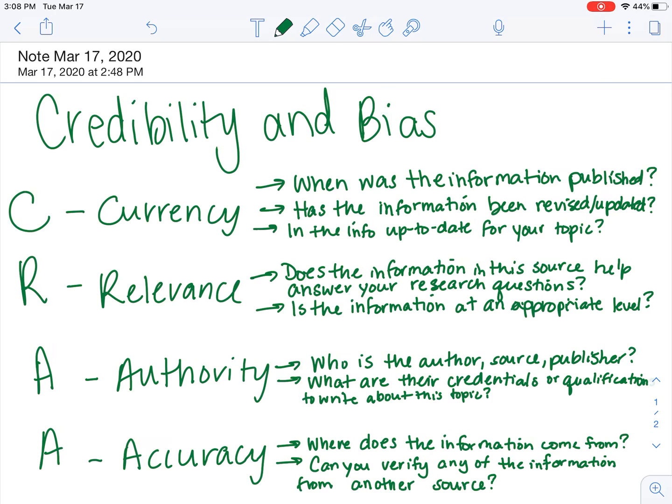I want to talk a little bit about credibility and bias today. As you are getting some of your first research, you're just gathering some sources. As you start to dig into those more, you really want to pay attention to the credibility of your source. Credibility just means how trustworthy it is.